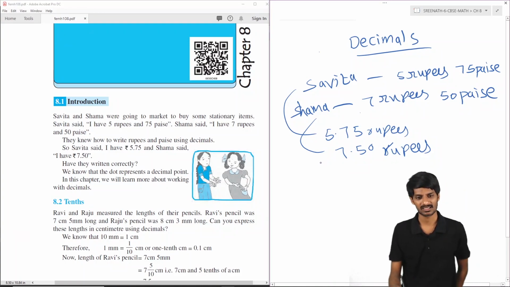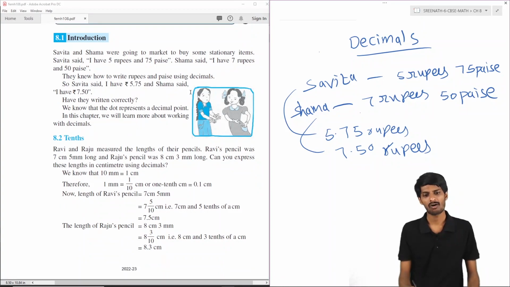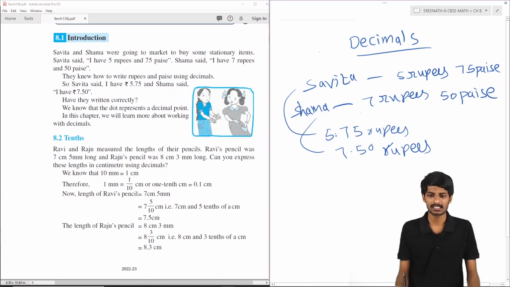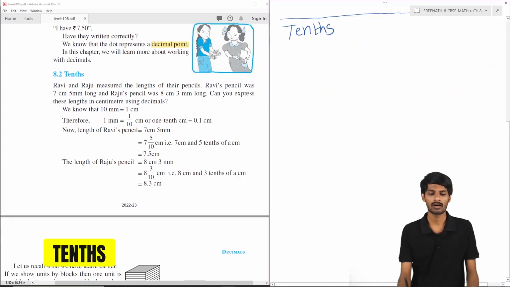That is the thing, students. Have they written correctly or not? Here there is a dot, we call that the decimal point, students. What is it? Decimal point. So here we are going to work with decimals. We are going to learn about decimals, students. First we'll learn about tenths.